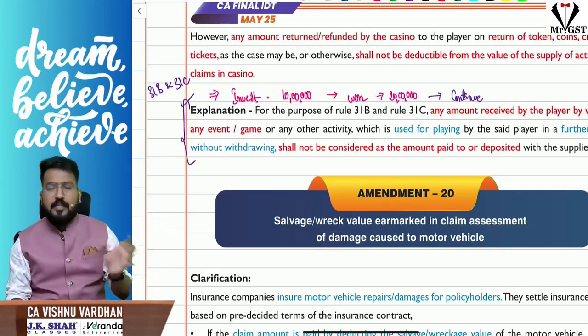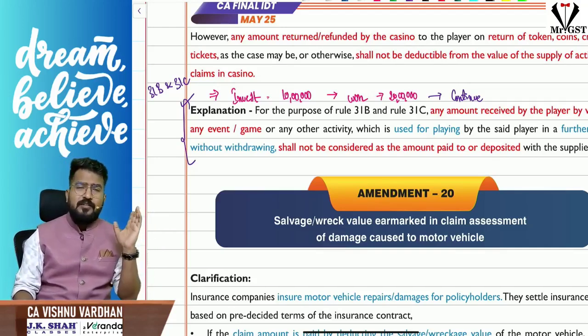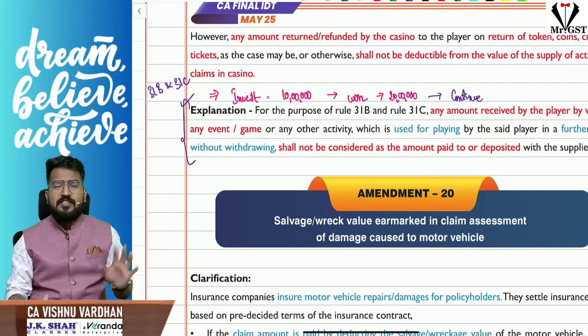So out of the 10 lakhs, you made it 100 lakhs. Out of 100 lakhs, you are withdrawing 40 lakhs. And then you are playing. So after playing the entire balance of 60 lakhs, you lost.